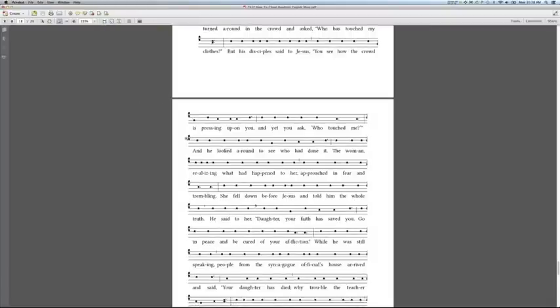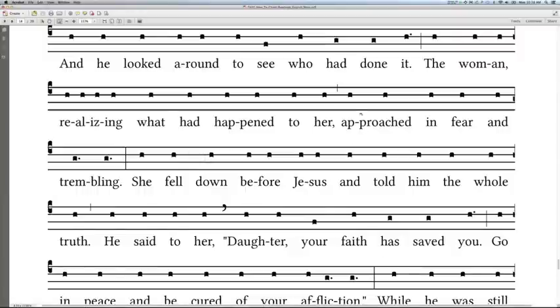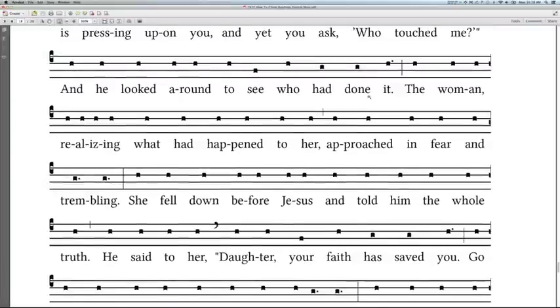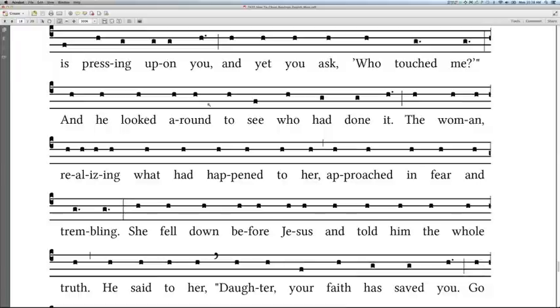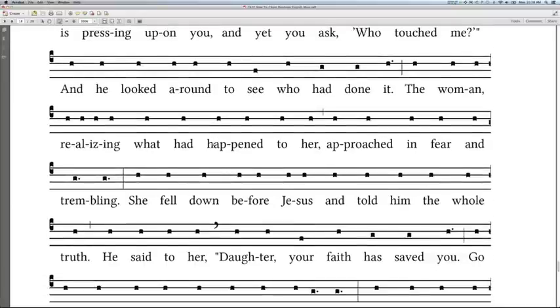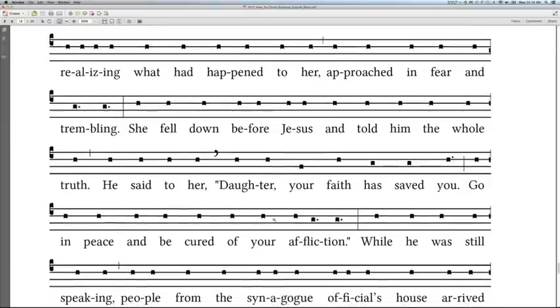Just the same as here, for example, the woman realizing what had happened to her. See, I didn't add a middle. I thought that would be excessive. I just go right to the ending. Oh, no, hold on a second. I combine a middle here. Look what I did here. I start up here. "And he looked around to see who had done it. The woman, realizing what had happened to her, approached in fear and trembling." See, it's always the last accent. You wouldn't say "approached in fear and trembling." No, it's always the last accented word. Same thing with affliction here.